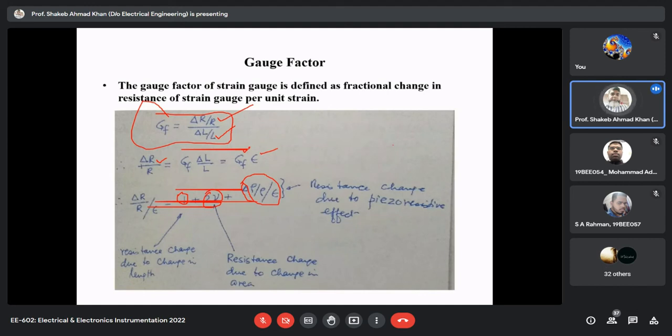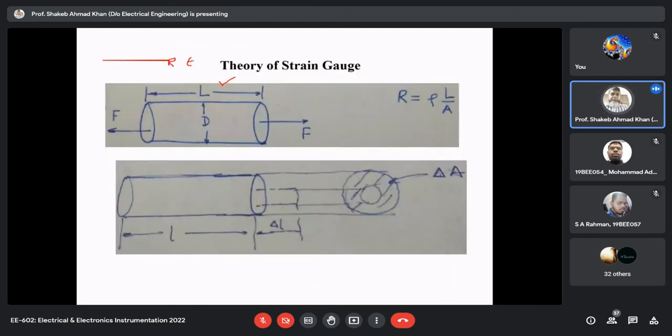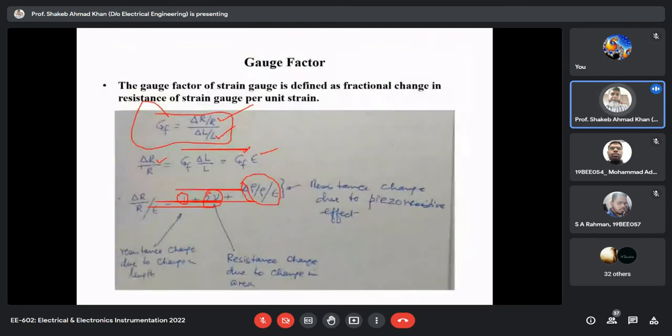So now our discussion is about how we correlate the change in resistance with the strain in a strain gauge. I explained this through the derivation. If anybody has any query or question, you can ask, please. This is the best time.